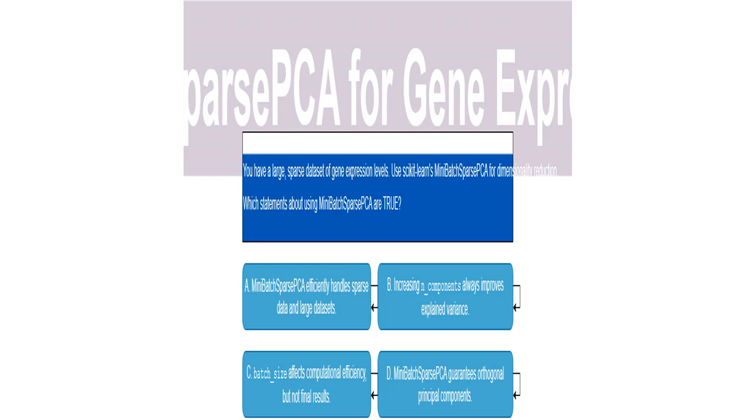This is the title, highlighting the machine learning technique and the type of data we are using. We're using MiniBatchSparsePCA, a specific algorithm designed to handle large datasets with lots of zeros, which is common in gene expression data. It's a great choice because it's super efficient.